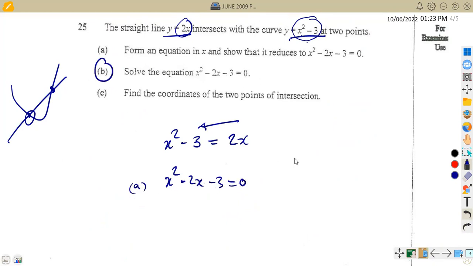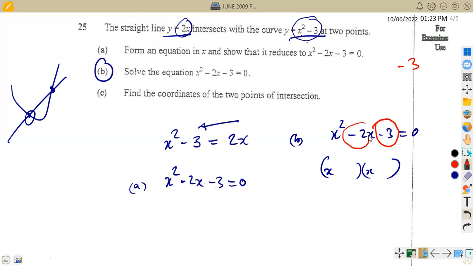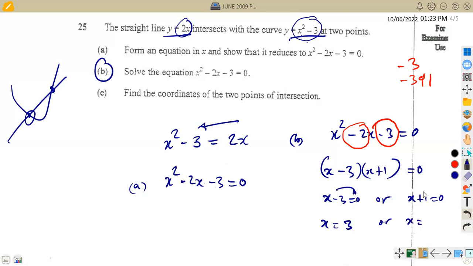Solve for b. Now b is to solve this equation. How can we solve the equation? You can just use factorization. We have two brackets here, x and x. Remember, we need the factors of -3 which, if we add them, we must get -2. So we've got -3 and 1. So these are the factors. x minus 3, x plus 1 is equal to 0. So it's either x minus 3 is equal to 0 or x plus 1 is equal to 0. So x becomes +3 if we transpose to this side, or x is going to be -1 if we transpose to the other side of the equation.